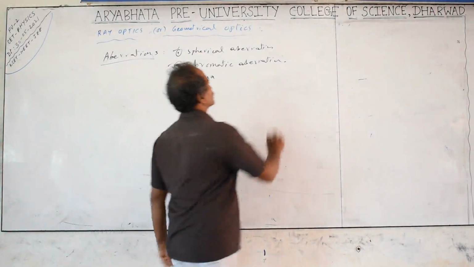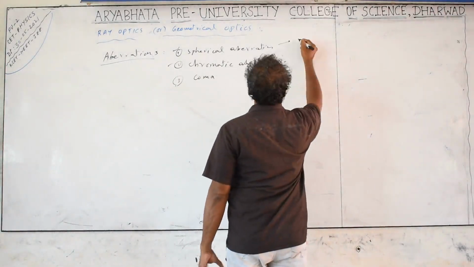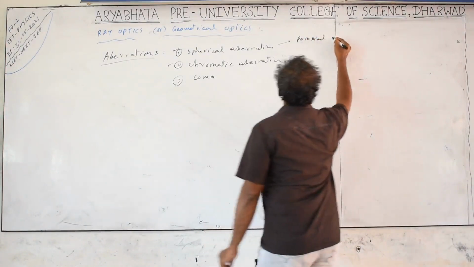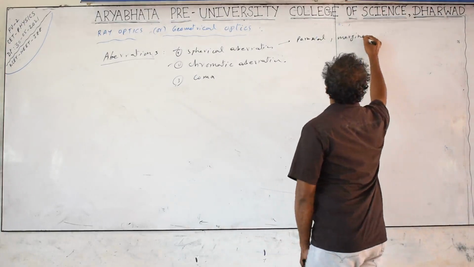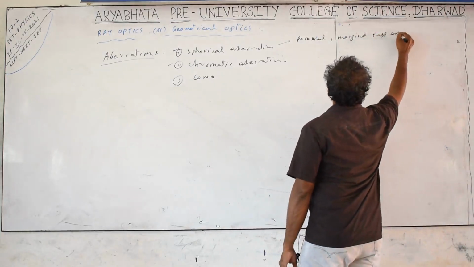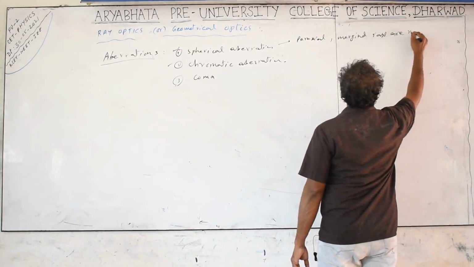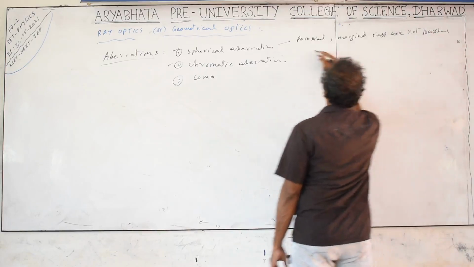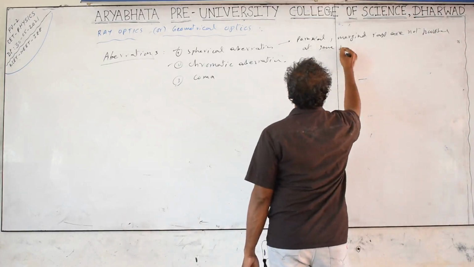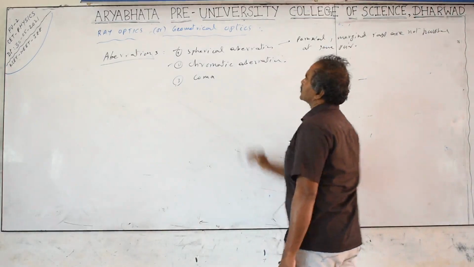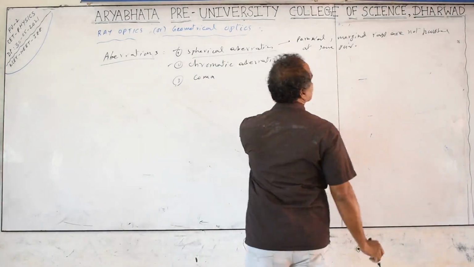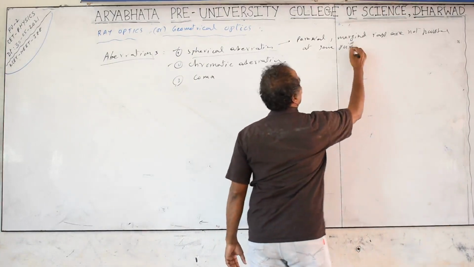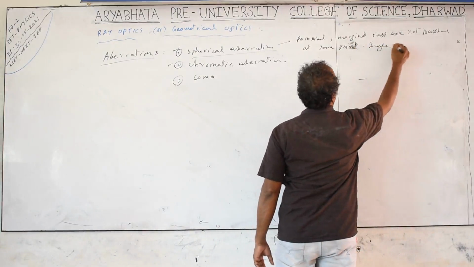Spherical aberration is produced because of paraxial rays and marginal rays. Paraxial and marginal rays are not focused at the same point. So spherical aberration arises because the paraxial and marginal rays are not focused at the same point. What happens then? The image is blurred.